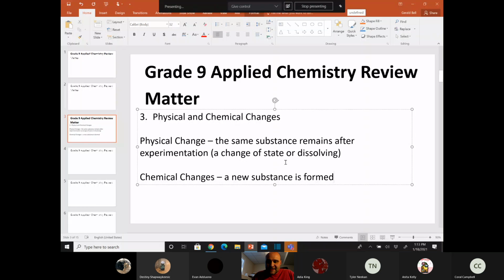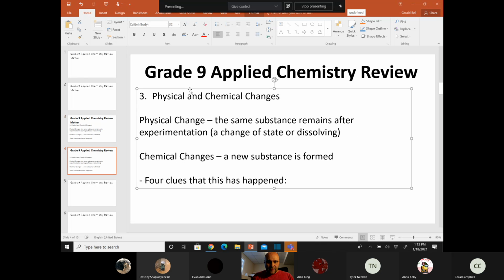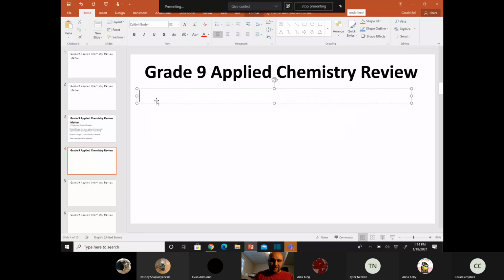I think I might leak onto the next slide here because there were sort of 4 clues. 4 clues that this had happened, or has happened, whatever. So your chemical change clues. A change in color. Together, suddenly you got a different colored liquid. So a change in color.